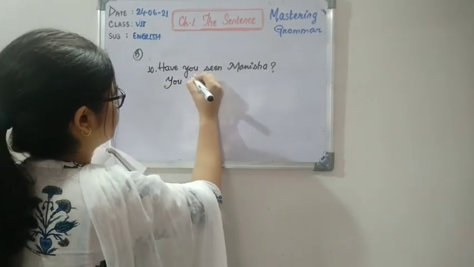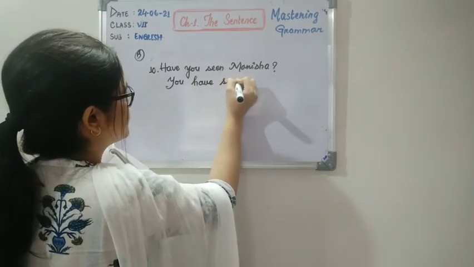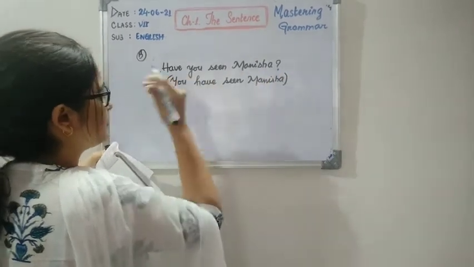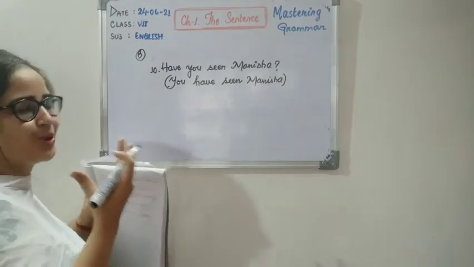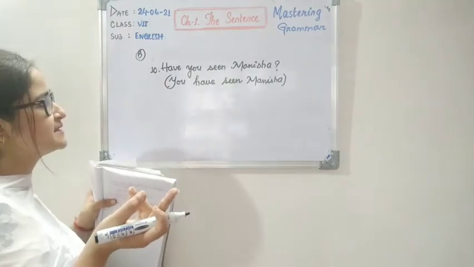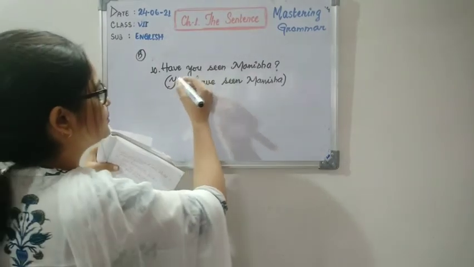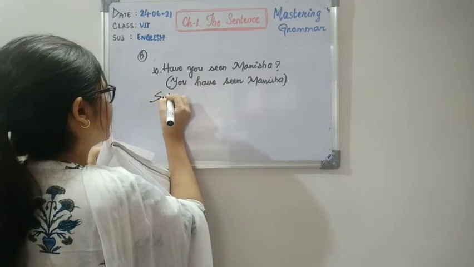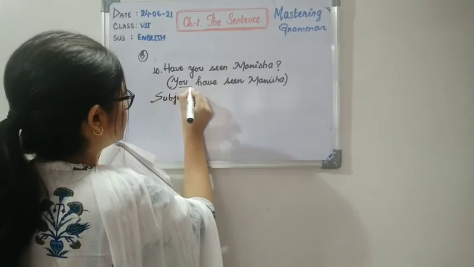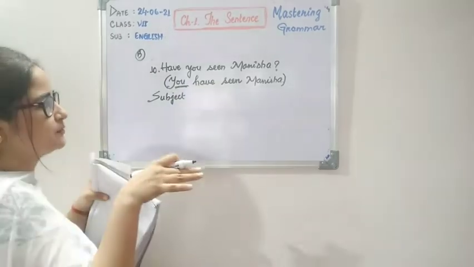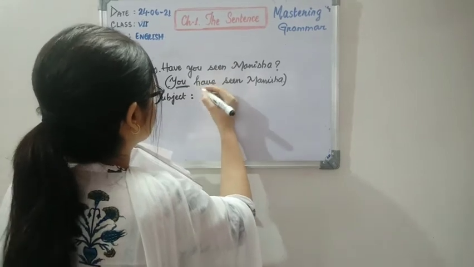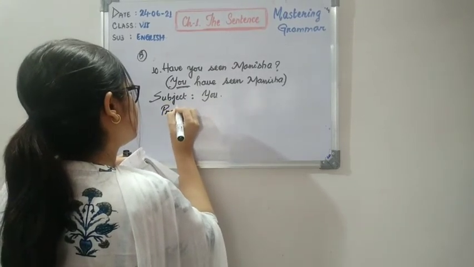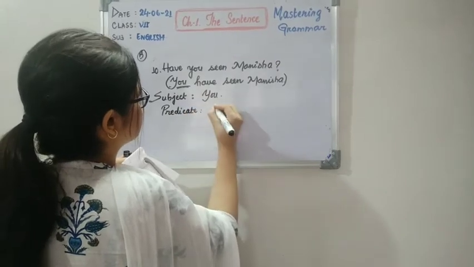You have seen Manisha. You have to turn it into a statement. You have seen Manisha. So children, if you want, you can turn it in your mind only to find out. But if you can spot it yourself without changing the sentence, you can do it. So 'Have you seen Manisha' was the question. 'You have seen Manisha' is a statement. So now we can easily find out about whom we are talking. We are talking about you, right? That whether she has seen Manisha or not, or he has seen Manisha or not. So here we see you is the subject, okay, and the predicate is have seen Manisha.